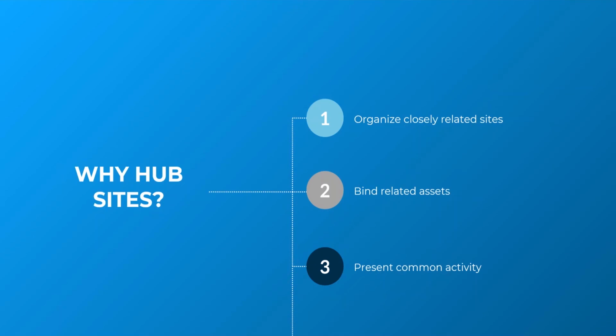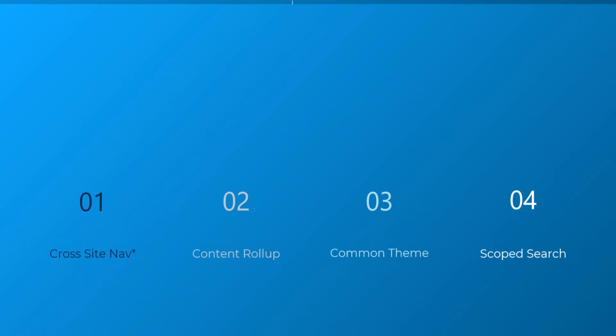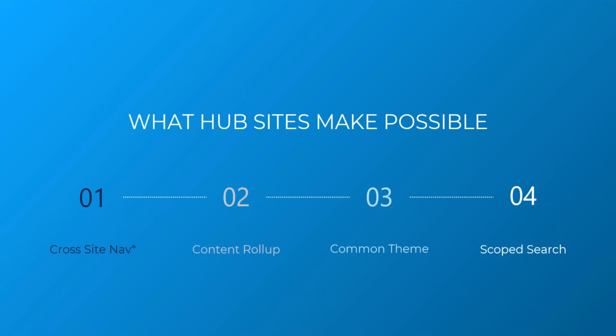When you join them to the hub, though, you also light up some custom navigation. So basically you get four things when you create a hub site. You get cross-site navigation, you get content roll-up, common theme, and scope search. I'll talk about scope search quickly. I'll work from 4 to 1 there. Scope search just means that when you search in the hub, you can choose to search across the hub site.